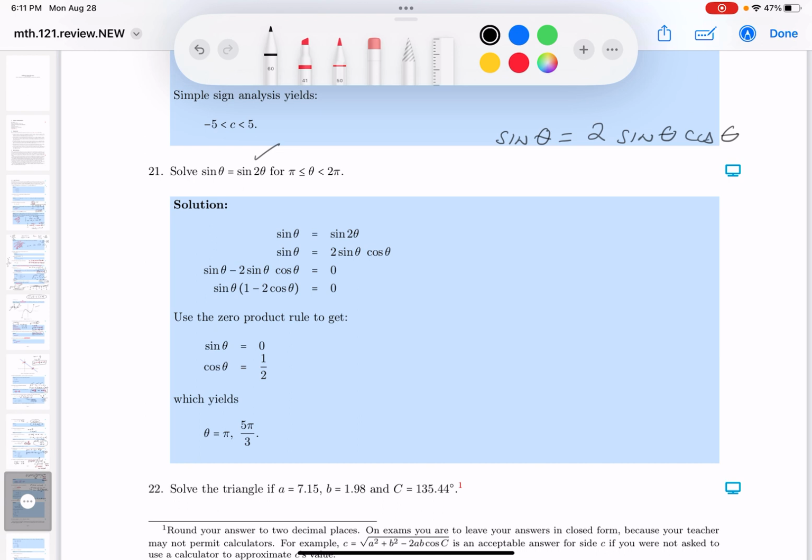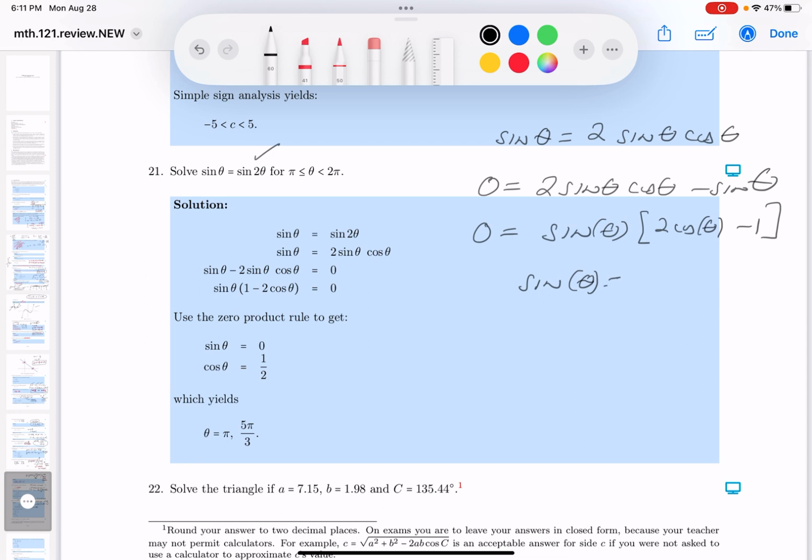So what I'm going to do over here, I'm going to solve it for 0. And what do you get? 2 sine theta cosine theta minus sine theta. And then I'm going to factor it. A sine comes out, and we left off with 2 cosine theta minus 1. I'm going to use the zero product rule. And the first thing I do is I say sine of theta is equal to 0.